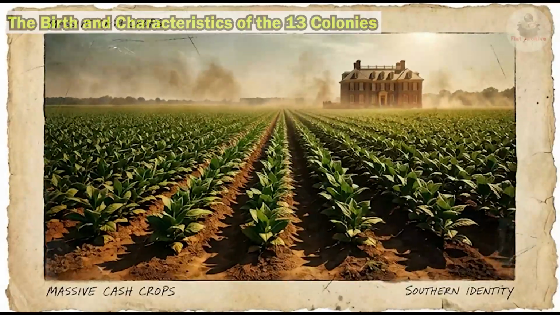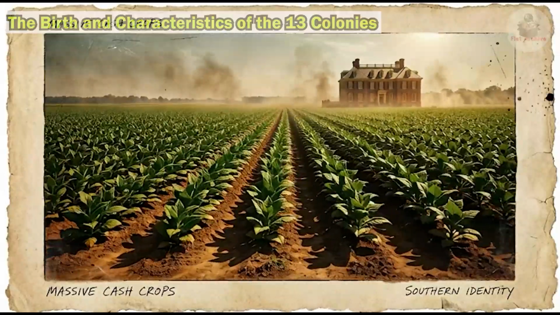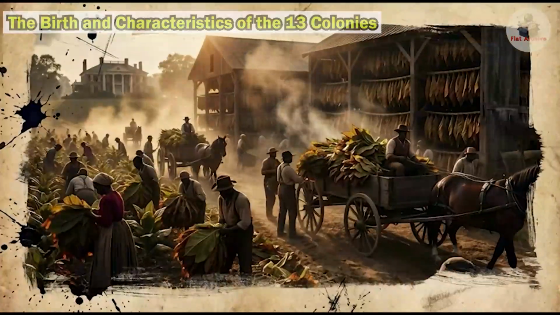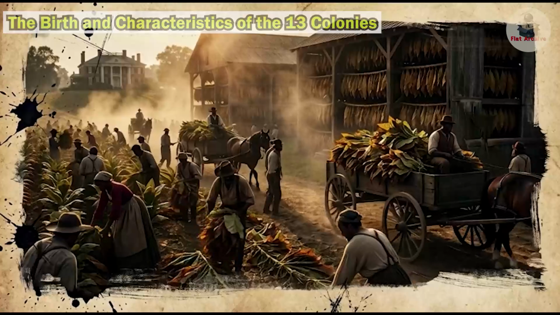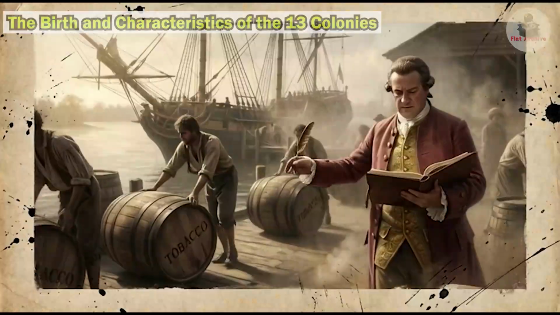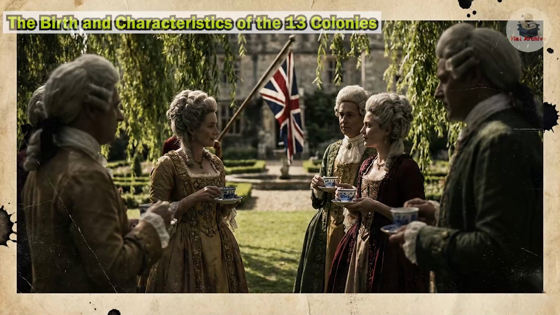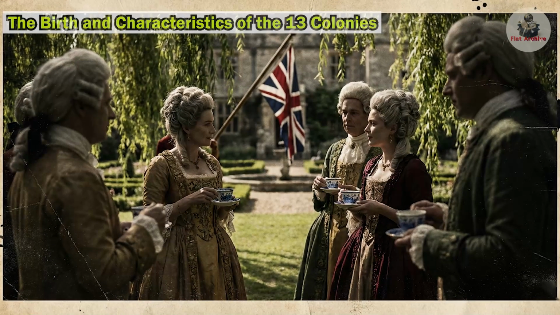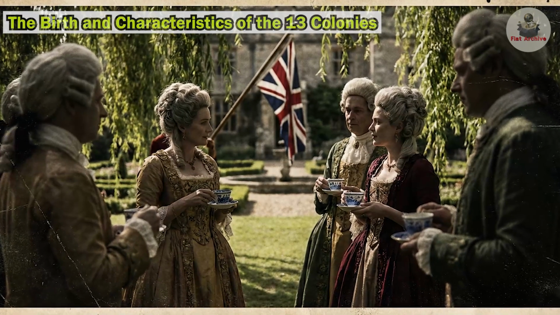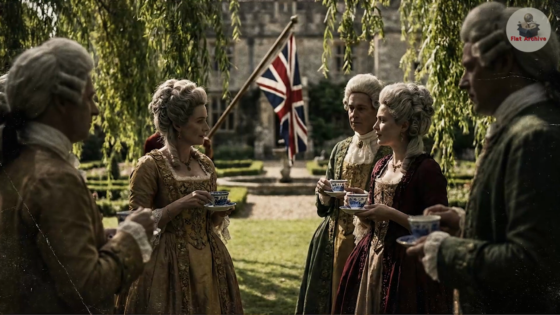Finally, the Southern colonies, led by Virginia and the Carolinas. Thanks to the fertile soil, they could grow massive cash crops on plantations. Many people came here strictly for economic reasons. The upper class, mostly Anglicans, were very proud of their British heritage and maintained strong ties to the motherland.